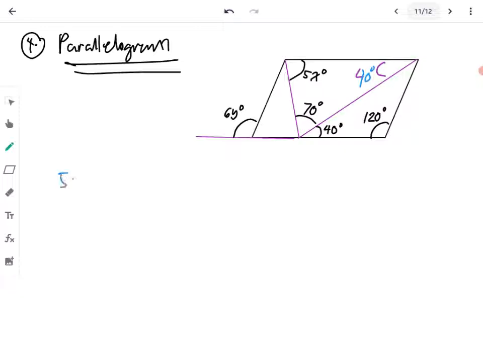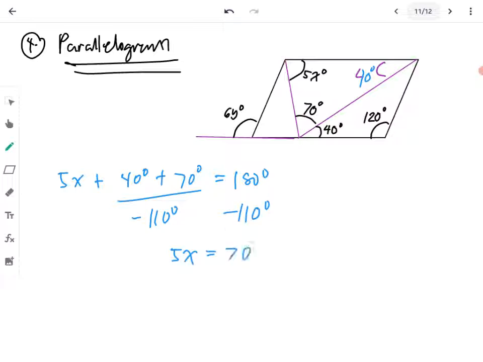Okay, so 5x plus 40 degrees plus 70 degrees equals 180 degrees. Adding these gives us 110. Subtracting 110 from both sides, we have 5x equals 70 degrees. Divide by 5 on both sides, so x is simply... our reason here is the angle sum of a triangle. That is very necessary to state your reason.